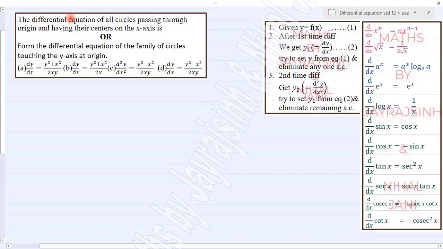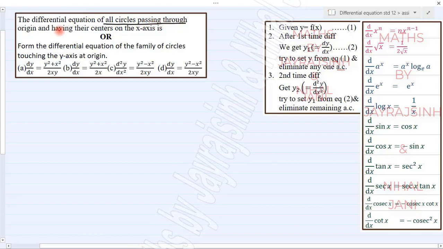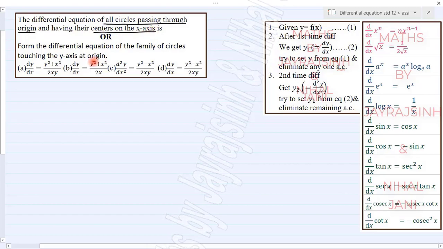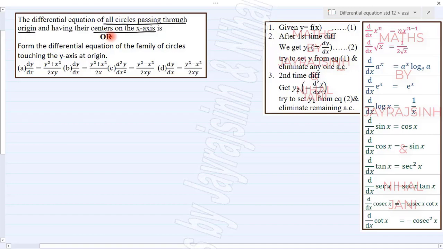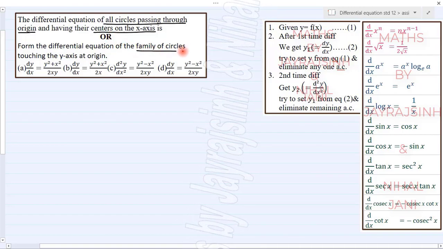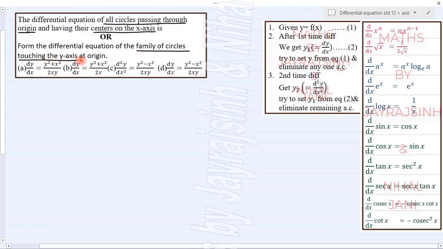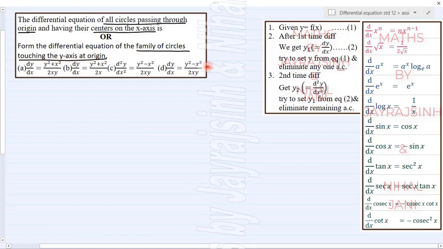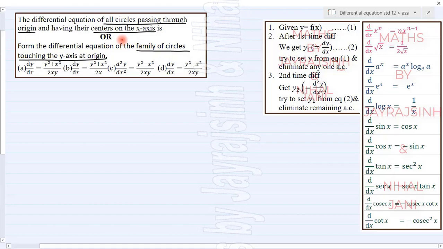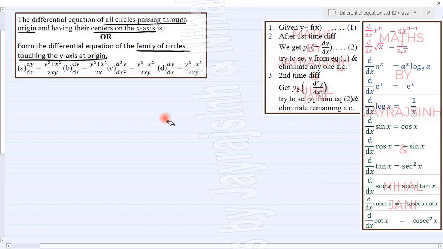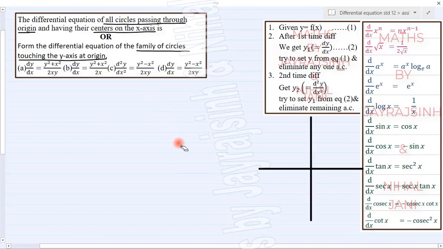Here we have to find a differential equation of all the circles which are passing through the origin and having center on the x-axis. Or this question is also asked in the form of find a differential equation of family of circles touching the y-axis at the origin. Both questions represent the same family of curves. Now, before we go for the equation, let's consider our xy axis.